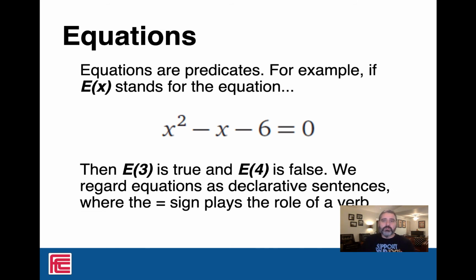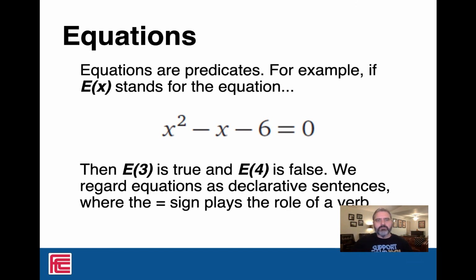So if you have a standard math equation, x squared minus x minus 6 equals 0, we could turn that into a predicate. We could give it a value. We just say E of x. So E of x is going to represent that function.